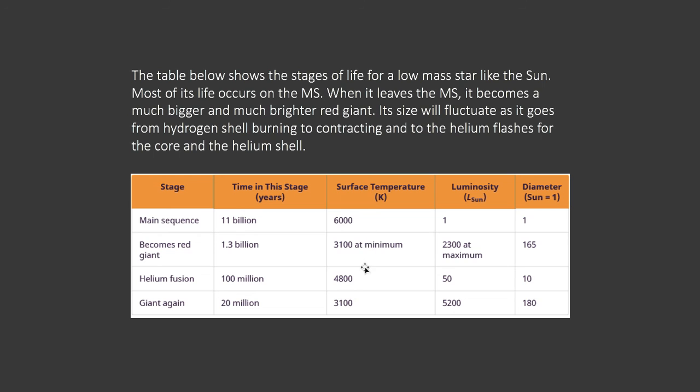Its temperature is going to change as the size of the star grows and shrinks. It's also heating up and cooling down, and its luminosity is going up and down as well, and the size of the star is going up and down. So the current size, if we call that 1, it will become 165 times bigger when it's a red giant. Then it'll drop down to only 10 times bigger, and then it'll grow even larger to 180 times bigger. And that's the process that the sun will go through as it evolves off of the main sequence.